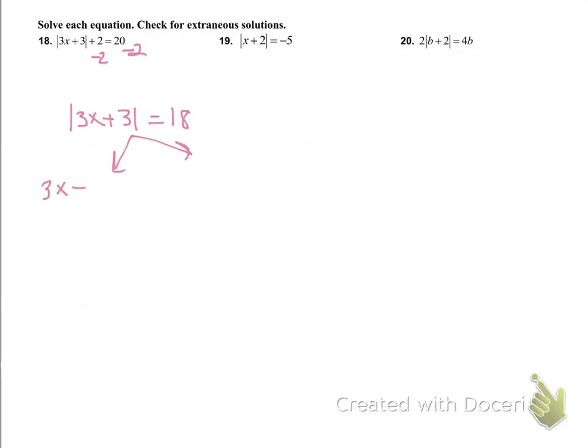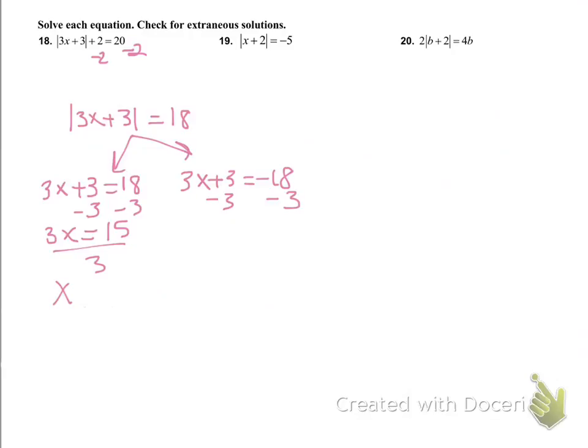So I have 3x plus 3 is equal to the positive 18, and 3x plus 3 is equal to the negative 18. So we need to subtract 3 for both of these. 18 minus 3 is 15, divide by 3. So I got x is equal to 5. This other one, I got 3x is equal to negative 21, divide by 3, x is equal to negative 7. But now we need to go back and check our answer.